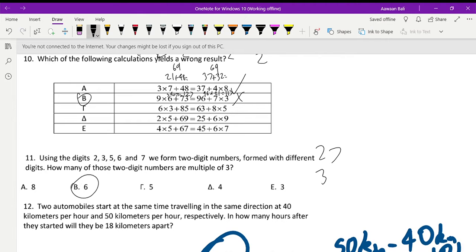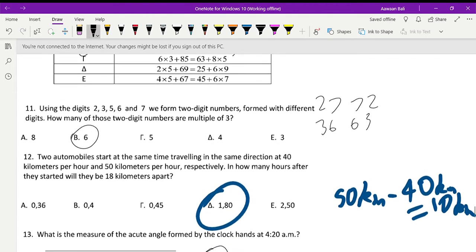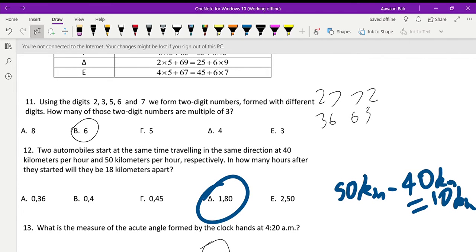36. And also, you can just do 72 and 63 while you're at it, because it still works. You just swapped around the digits. Now we have 52: 5 plus 2, 7; 5 plus 3, 8; 5 plus 6, 11; and 5 plus 7, 12. So 57, 75. However, if you didn't realize, there's another. Oh wait, sorry, there's not.